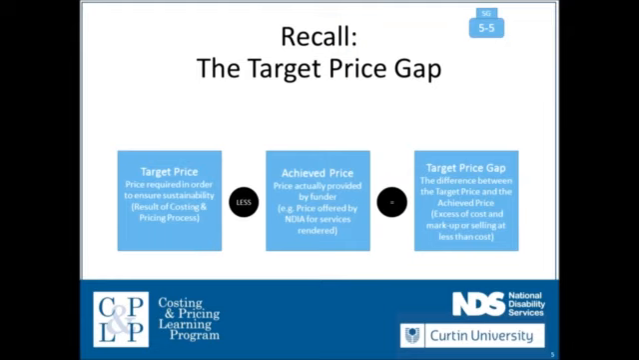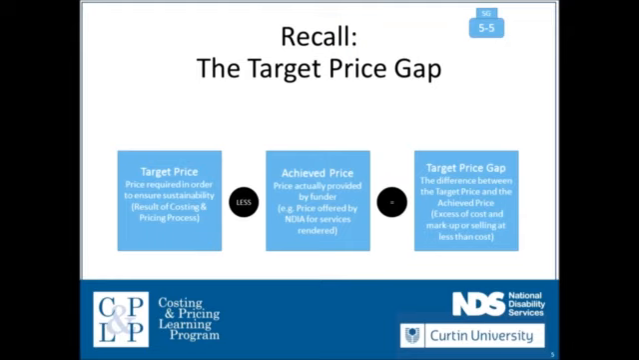On the other hand, the achieved price, the price actually provided by the funder, is the amount actually offered by any funder. So in this example, we've said the price offered by NDIA for services rendered. In other words, the target price is the internal calculated desired price. The achieved price is what's actually being paid to you, and of course the gap is the difference between these two. The target price gap constitutes that territory, if you like, over which you can strategize in terms of financial sustainability. It's that gap that has to be closed to ensure ongoing short, medium and long-term sustainability for your organisation.